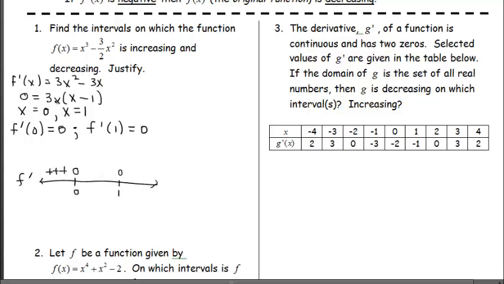Let's plug in half, because half falls between 0 and 1. So plug in half. That's going to be positive. That's going to be negative. The result is negative. In concluding, we'll build our number line this way.